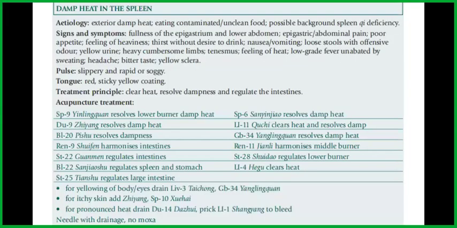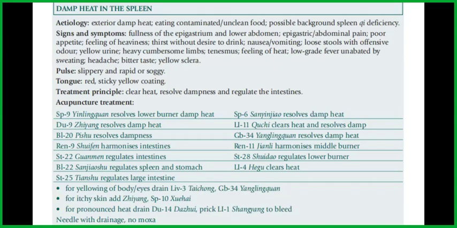In summary, damp heat in the spleen's etiology: exterior damp heat, eating contaminated or unclean food, possible background spleen qi deficiency. The signs and symptoms are fullness of the epigastrium and lower abdomen, epigastric and abdominal pain, poor appetite, feeling of heaviness, thirst without desire to drink, nausea and vomiting, loose stools with offensive odor, yellow urine, heavy cumbersome limbs, tenesmus, feeling of heat, low-grade fever unabated by sweating, headache, bitter taste, and yellow sclera. The pulse is slippery, rapid, or soggy. The tongue will be red with sticky yellow coating.